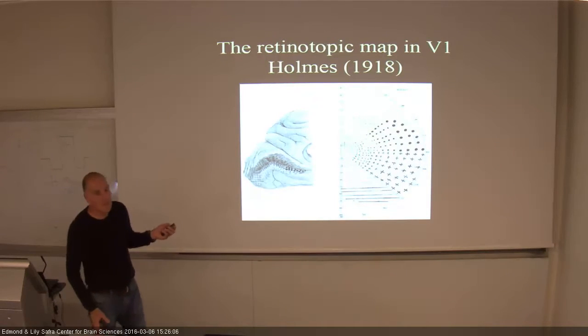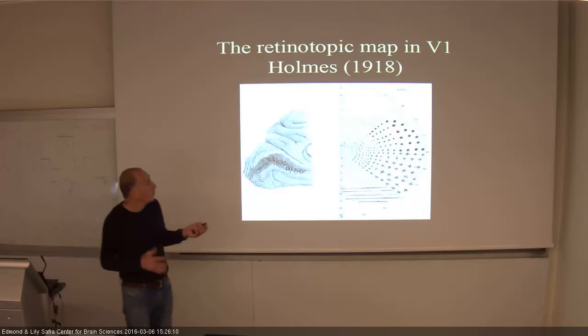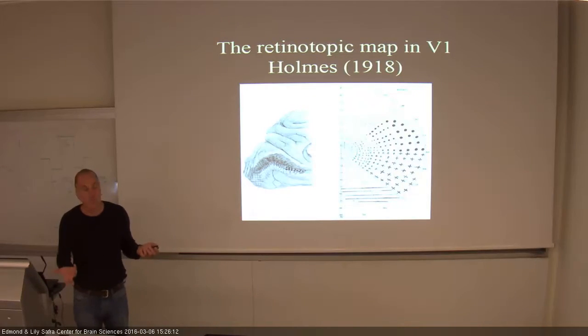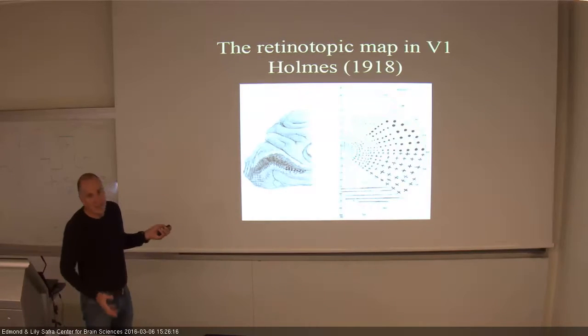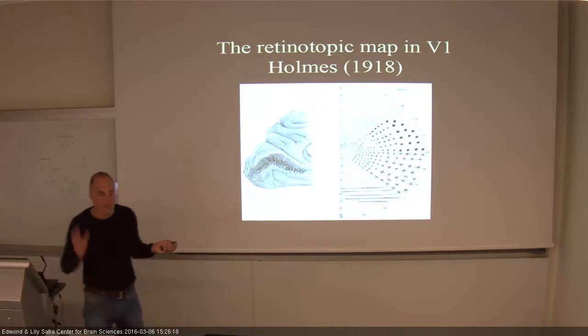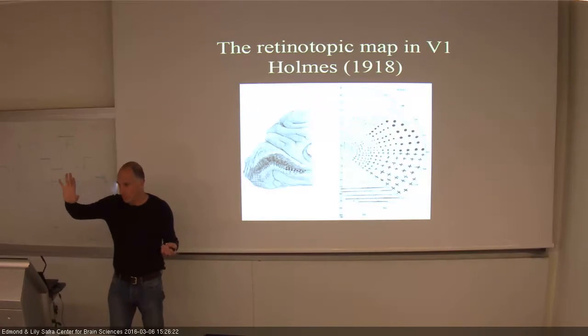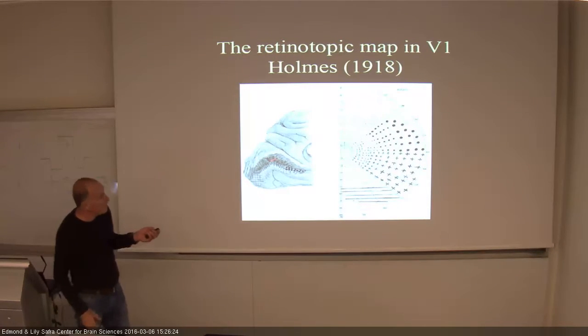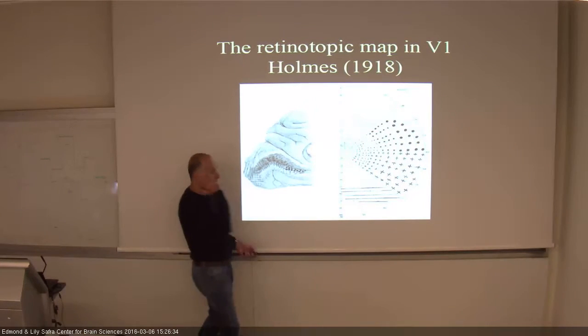Holmes was an American who studied soldiers in the First World War who had been hit by a bullet or shrapnel that rendered them blind in a certain area of their visual field. What he did was basically map this: what were the areas in which you could see this blindness? And what you see here, again, is one hemisphere.